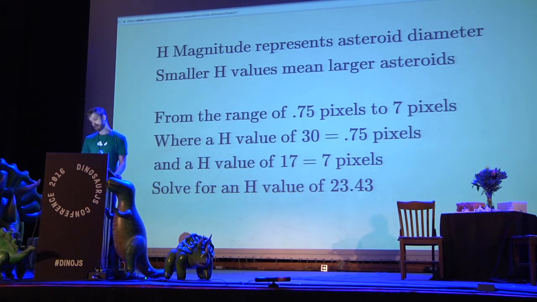So solve for an H value of 23.43. And the asteroid that hit Russia that day was probably around like 25.5 or so. It's an estimate. We didn't really get to see it beforehand to measure it. It just kind of hit us.